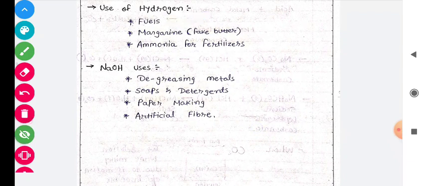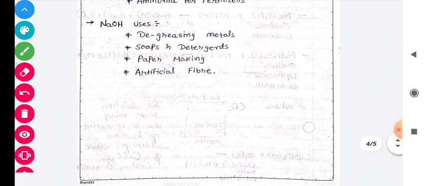यानी कि नकली मक्खन है एक प्रकार का मार्गराइन. And third is ammonia for fertilizers. यानी कि when we need to form a fertilizer or to produce a fertilizer, as a part of raw material we need ammonia, and ammonia is manufactured by the hydrogen, with the help of hydrogen. Okay. उसके बाद है सोडियम हाइड्रोक्साइड के यूजेस.